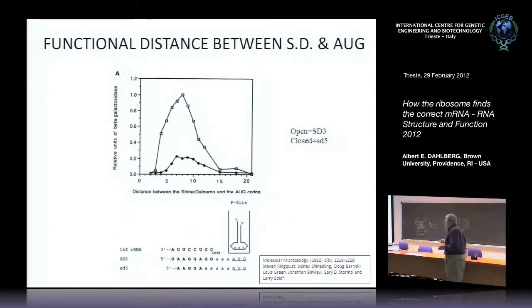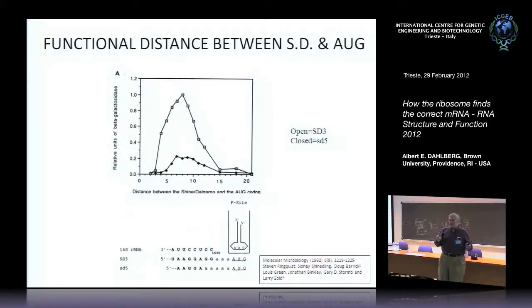And what he did was to take 2 different messages, and one had more complementarity to the 16S RNA Shine-Dalgarno, and another one had less. So this one had 5 base pairs, and this one had 8 base pairs in the Shine-Dalgarno sequence complementarity. And he looked for the level of translation of these messages when he would have varying amounts of A residues between the Shine-Dalgarno sequence and the AUG start site. And as you can see, if you only have 2 or 3 A residues between the AUG and the Shine-Dalgarno, you essentially get no translation.